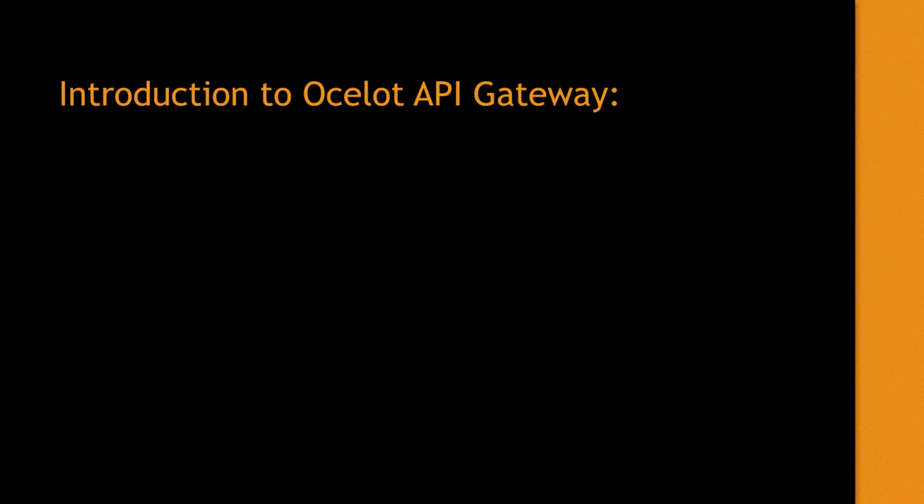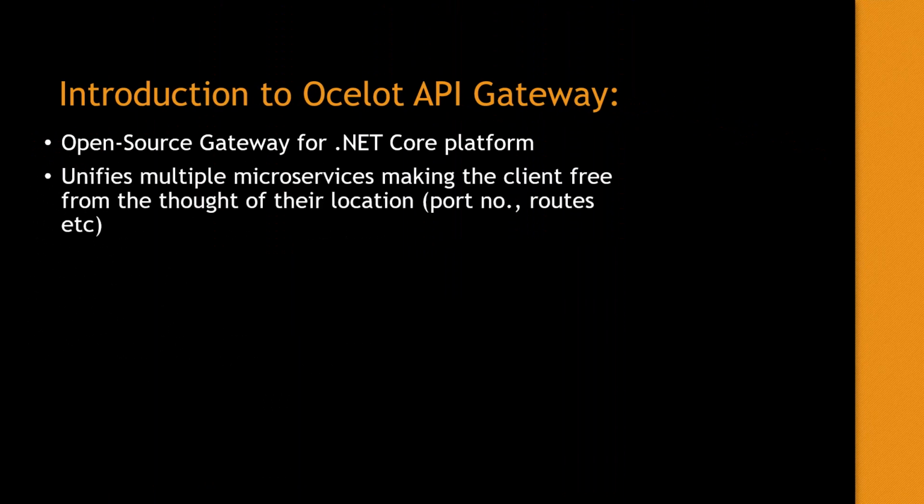Okay, so the introduction. Let's get a quick introduction to the API gateway concept, and in particular the Ocelot API gateway. It's an open source gateway for .NET Core and the .NET platform as well, and it unifies multiple microservices, making the client free from the thought of their location. There is a port number and routes.